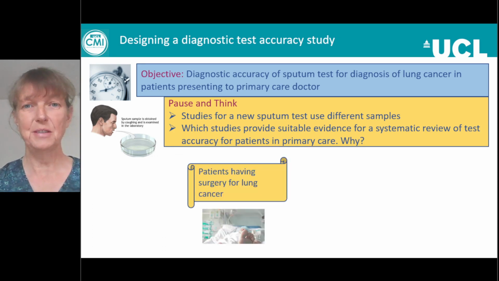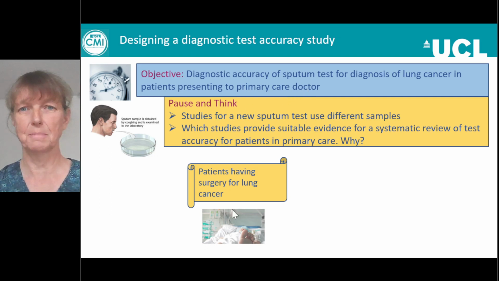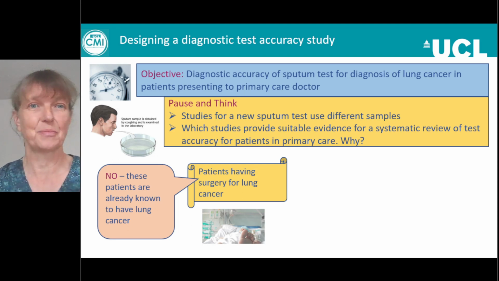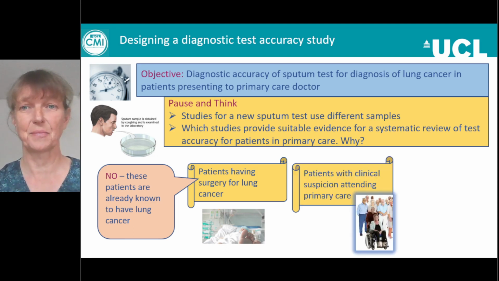Okay, should we use patients having surgery for lung cancer? How about that? Okay, now let's see what type of patients did we have in our objective. We had patients presenting to their primary care doctor. Okay, no, these patients already are known to have lung cancer. They're having surgery for lung cancer. So we can't test the diagnostic accuracy of a test in these patients.